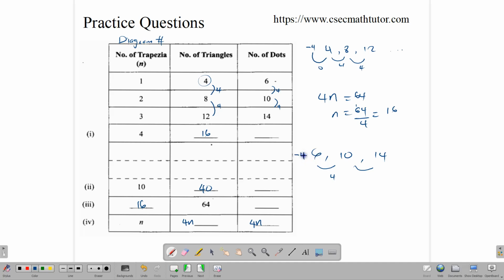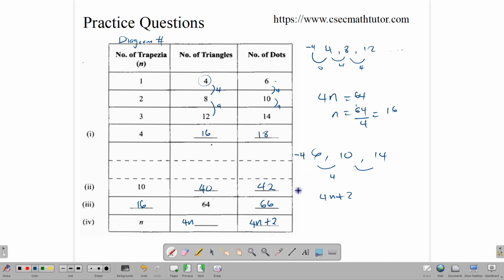So 6 take away 4 gives us 2. And that gives us the second part of our nth term. So our nth term for this column is 4n plus 2. So whatever number this is, 4 times 4 plus 2, 4 4s are 16, plus 2, 18. 4 times 10 is 40. 40 plus 2 gives us 42. And here, 64 plus 2 gives us 66.